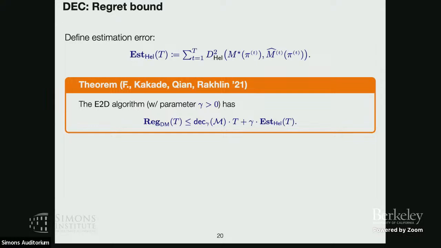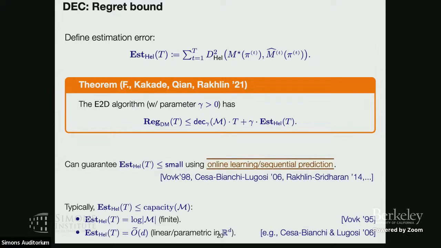And a point I want to emphasize here is that this estimation is a sequential problem, where we're trying to do estimation on data that's collected adaptively based on the decisions our algorithm selects. But this is actually something you can provably control. You can provably get sublinear bounds on this using tools from online learning or sequential prediction. So if you just use standard online learning tools, you can get bounds on this Hellinger distance that reflect the intrinsic statistical capacity of this class script M. For example, if I have a finite class, I can get log of the number of models. If I have a parametric class, I can get something like the dimension.